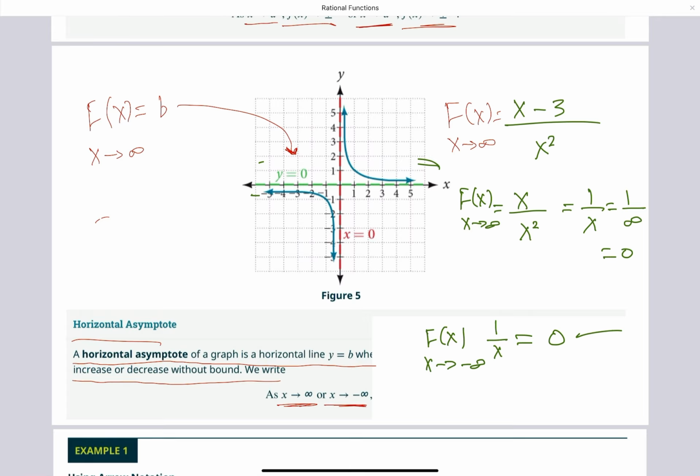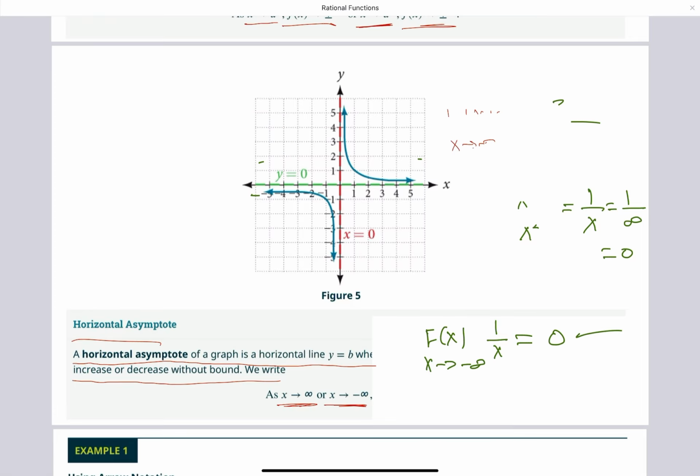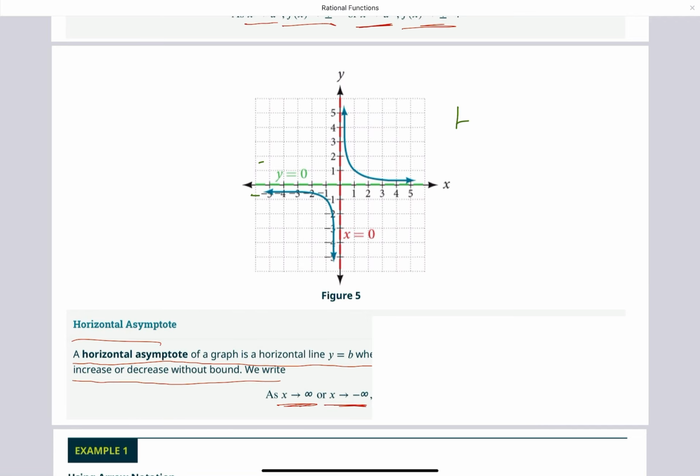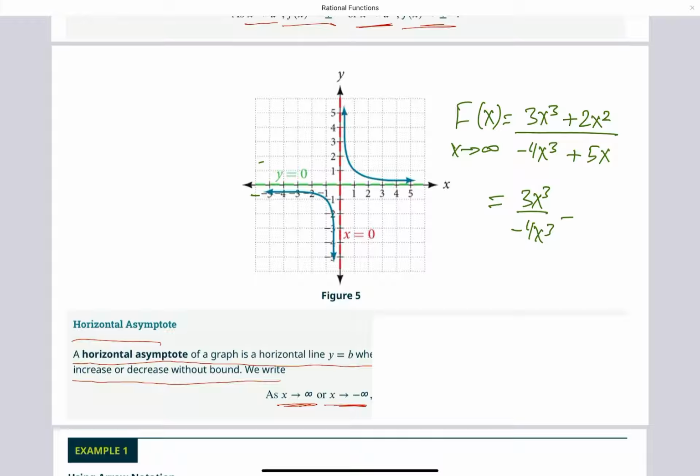Now let me give you another example where you don't get 0. You get a different number. Let me erase this. Okay, let's go with f of x, which equals 3x cubed plus 2x squared divided by negative 4x cubed plus 5x as x approaches infinity. What do we do? We take the leading term in the numerator, which is 3x cubed. We take the leading term in the denominator, which is negative 4x cubed. Dividing these two, I'm getting negative 3 over 4.